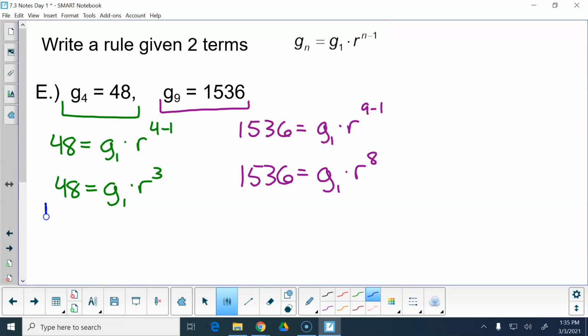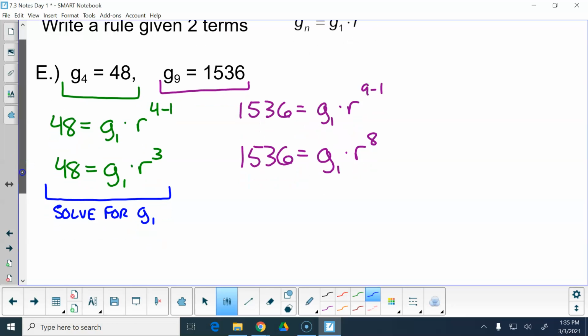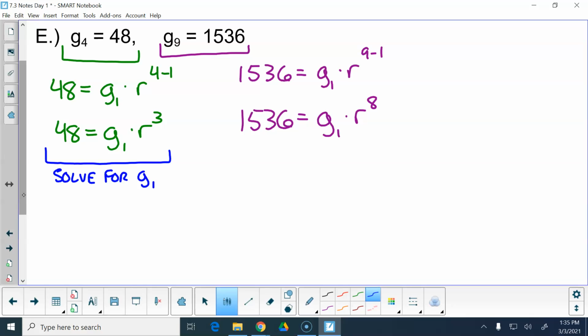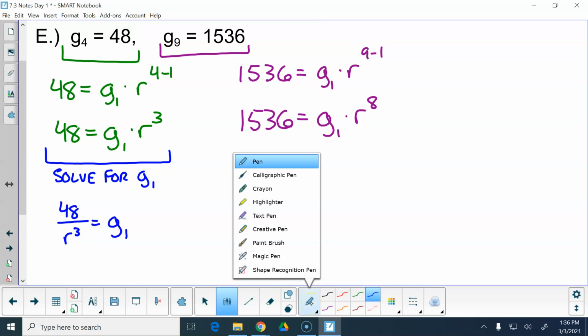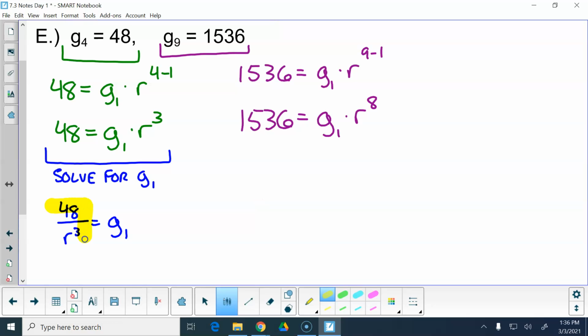Now what you're going to want to do is take whichever equation has the smaller exponent. In this case, it's the green equation. And you are going to solve that equation for G sub 1. So that would be 48 divided by R cubed is G sub 1. Now you're going to take that and substitute it into your other equation in place of G sub 1.